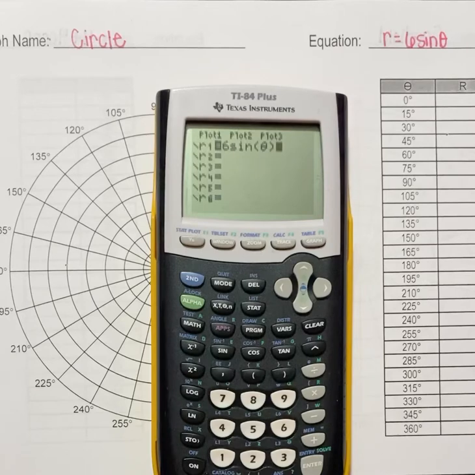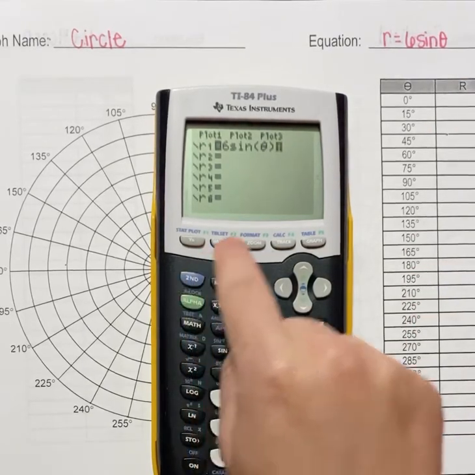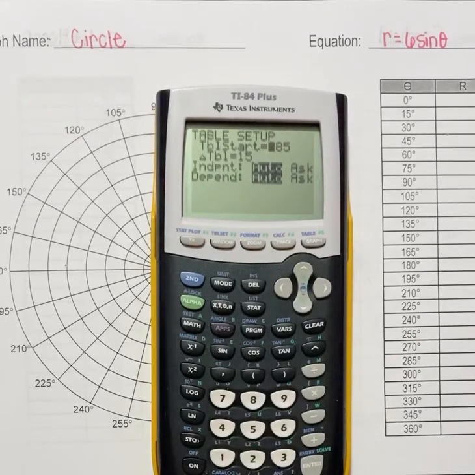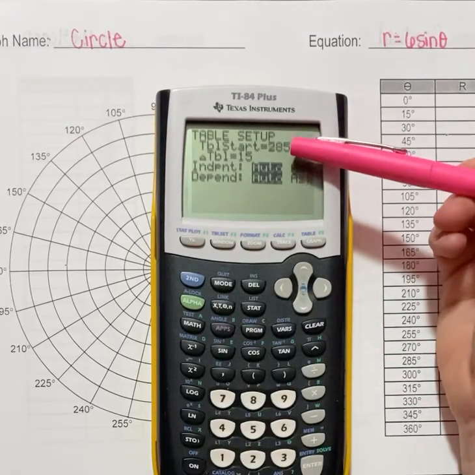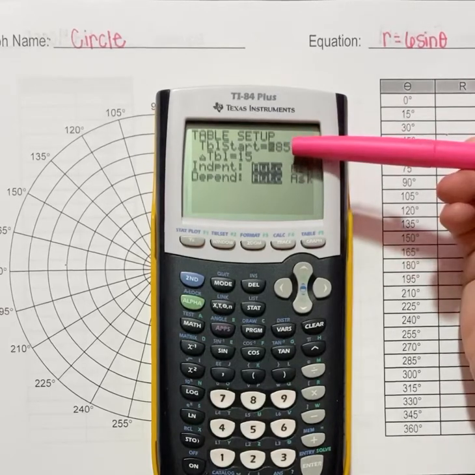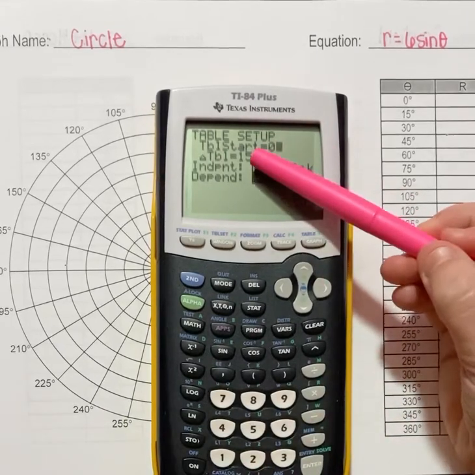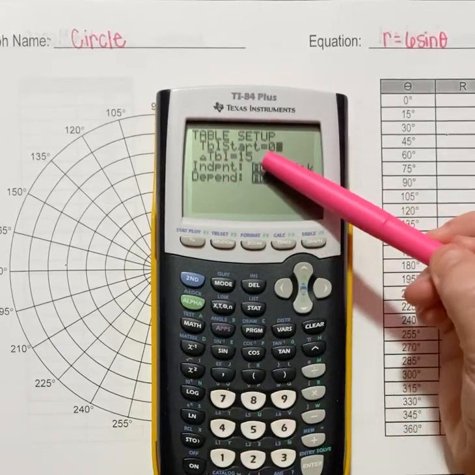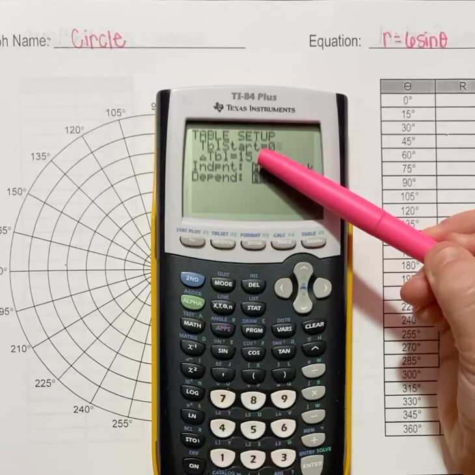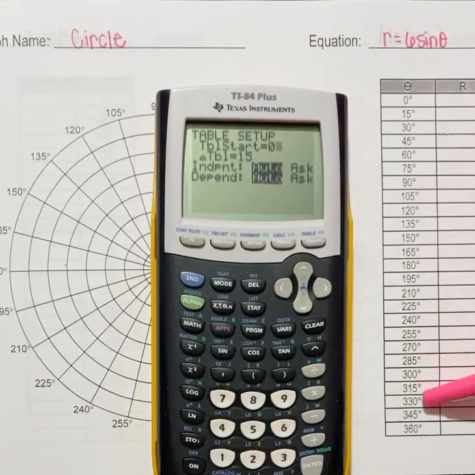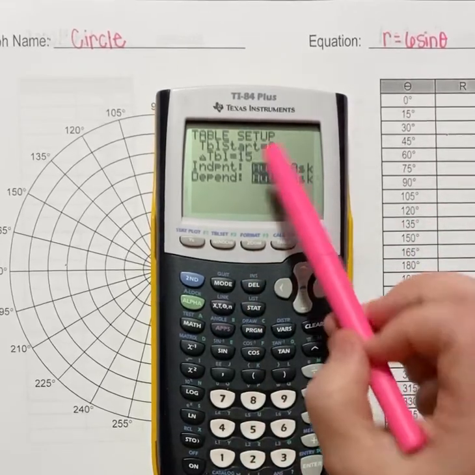Next, we need to go to our table set to make sure everybody's table is set up the way this one looks over here on the right-hand side. The second window is my table set. For your table set, first, we want our table to start at 0. Yours may say something different than mine, but we can make everybody's the same by setting it to 0. This little triangle just means how often you want your table to increase. On my table, it's going up every 15 degrees, so we want this change to be 15.